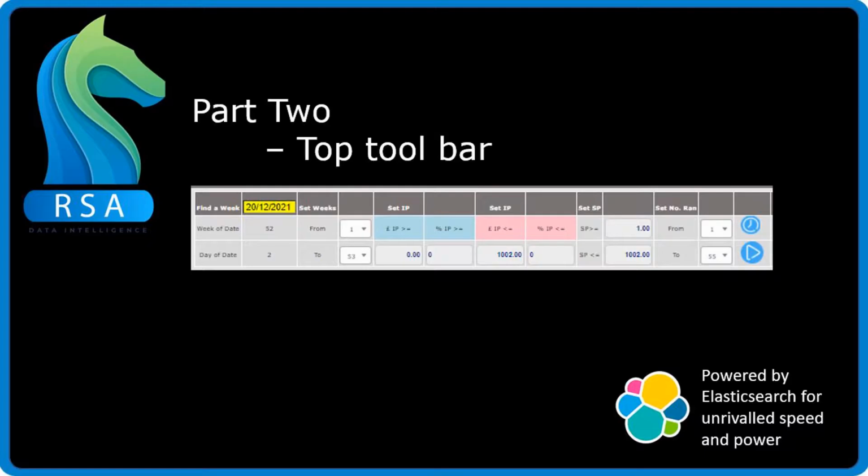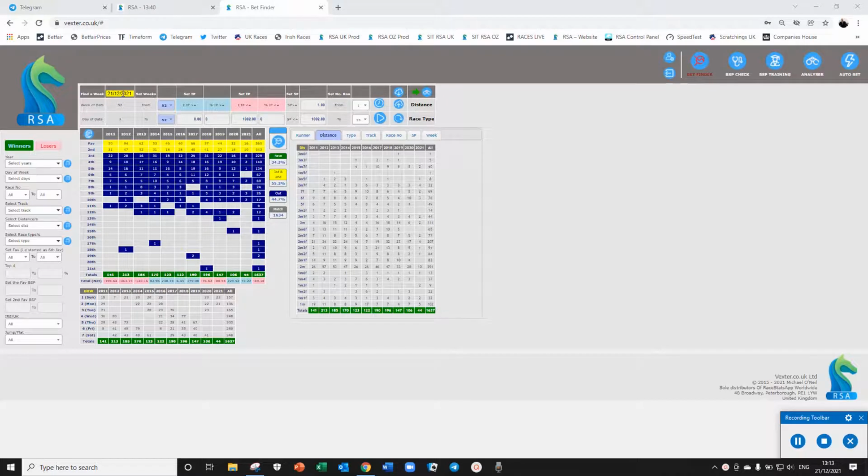In this section, we're going to cover what all the filters and tools do in the top toolbar here. First one we're going to start with is find a week. All this does is basically let you find what day and of what week the date you select is. So in this case, the 19th of June 2019 was week 25, day 4. So that allows you now to go and look at week 25. Okay, so that's all that does.